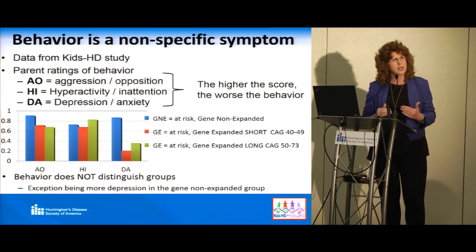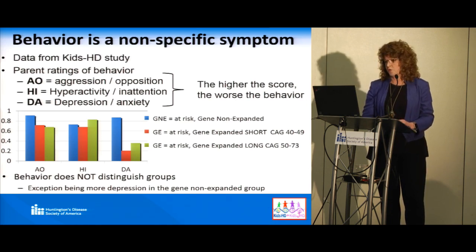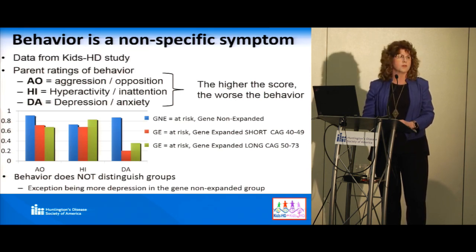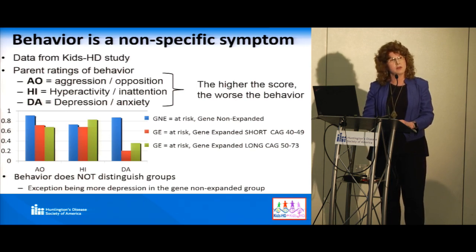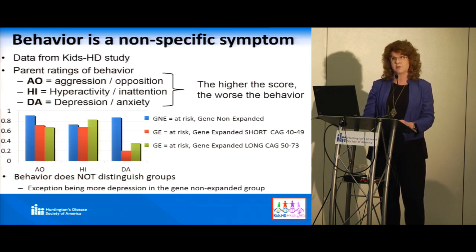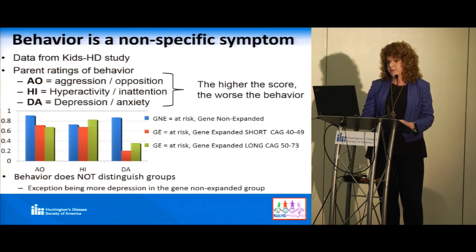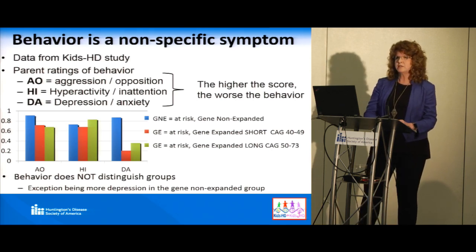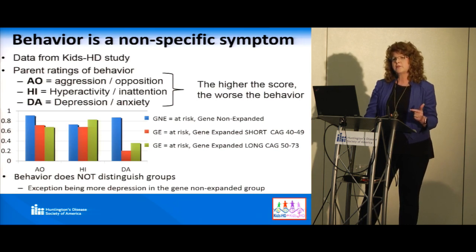And you can see here, just looking at the first category, AO, that there's really not much of a difference between those three groups. So it's not necessarily in terms of aggression and opposition. It's not just the children who have the gene expansion. It's also the kids who don't have the gene expansion. And then same thing for hyperactivity. And the only thing that was actually distinguished between the groups, which is a little bit shocking and interesting, I didn't anticipate this, is that the gene negative children, the kids with the non-expansion, are more likely to have depressive symptoms than the kids who had the expansion.